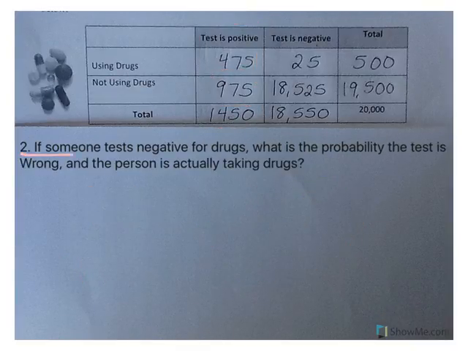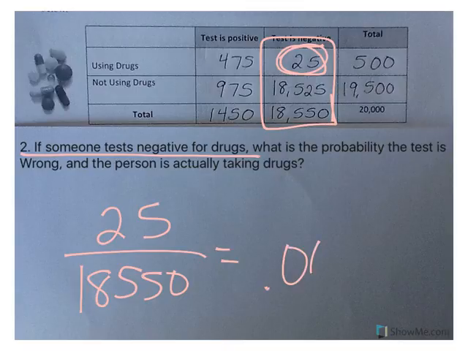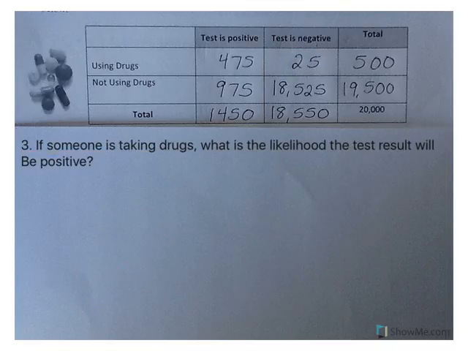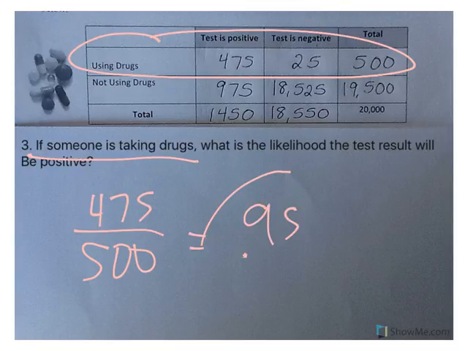Okay, number two. If someone tests negative, here's my negatives. That means my total is 18,550. What's the probability the test is wrong and the person is a big old druggie? Well, 25 out of 18,550 is 0.0013. Way less than a 1% chance, because that's 0.13%. Number three. If someone is taking drugs, that's my using drugs, my total is 500. What's the likelihood the test result will be positive? Well, 0.95. We know that. That's called the accuracy rate.